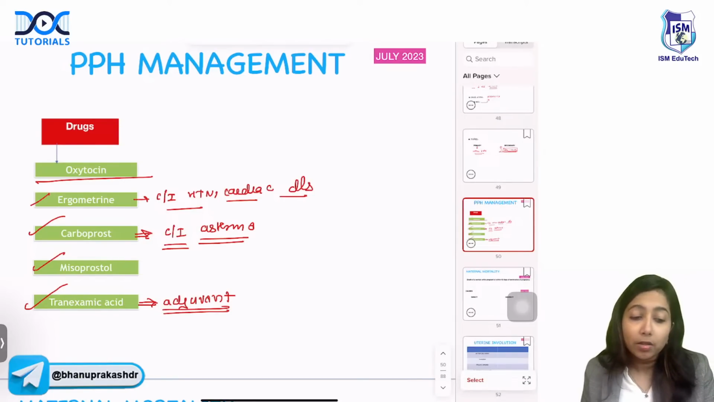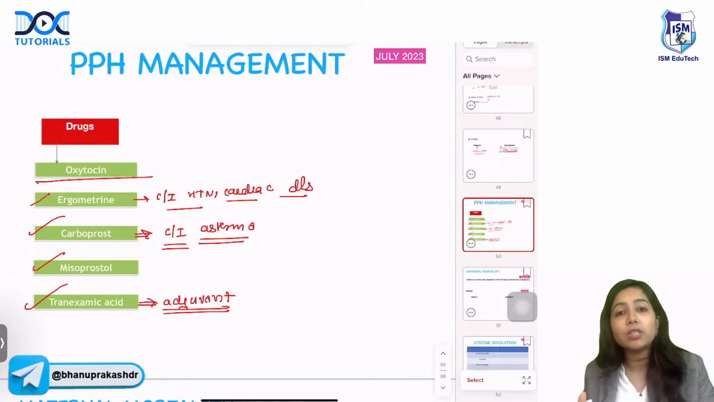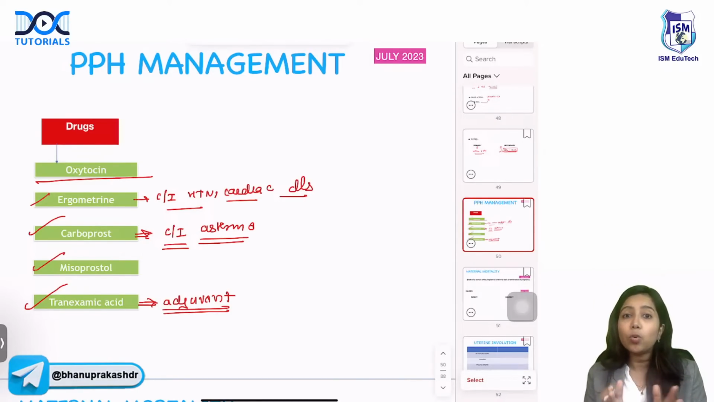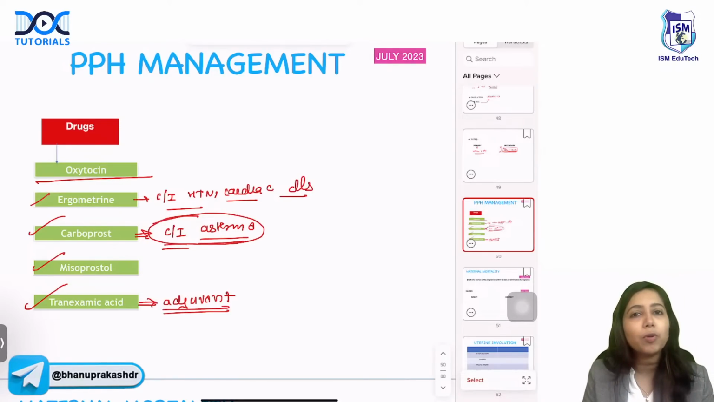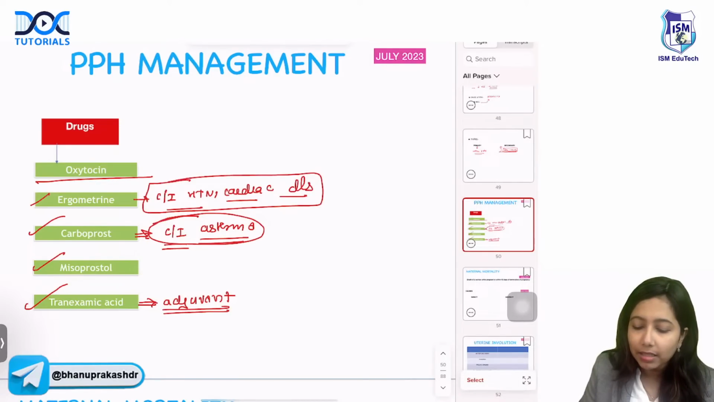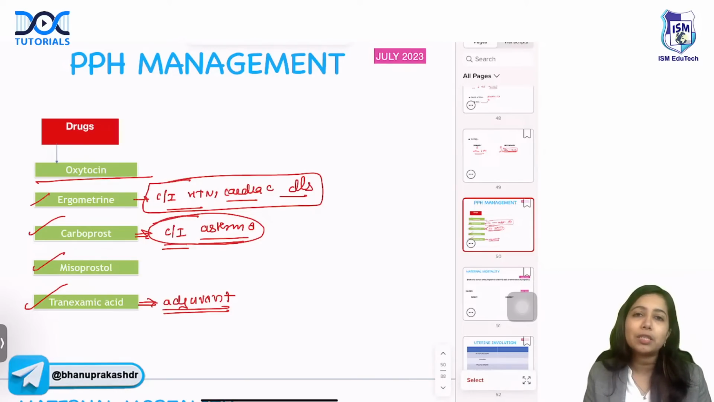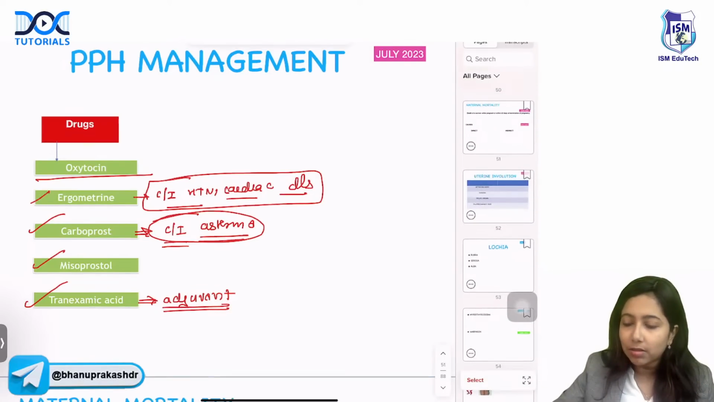Yes, correct. Ergometrin causes continuous contraction, so we don't give it in cardiac disease and hypertension. The drug of choice is oxytocin, followed by ergometrin, then carboprost. If the question says the patient has bronchial asthma, you won't choose carboprost. If the patient has hypertension or cardiac disease, you won't choose ergometrin. Next drug is misoprostol. Finally, tranexamic acid is just used as an adjuvant along with the treatment.